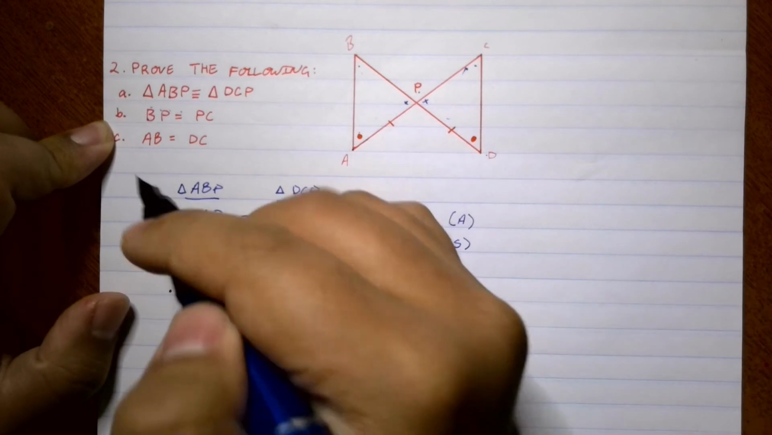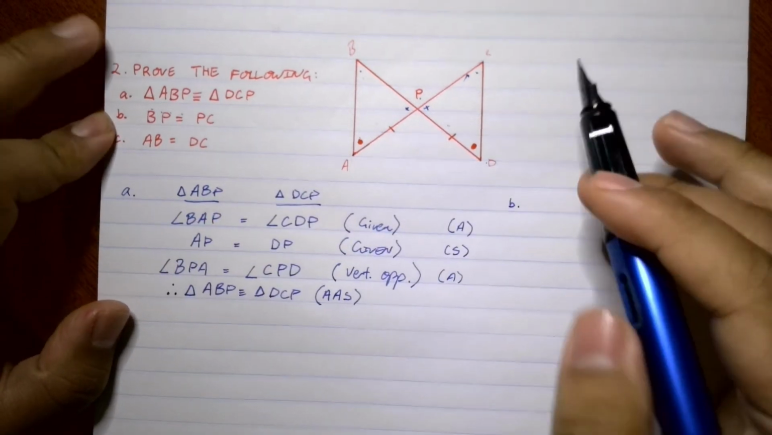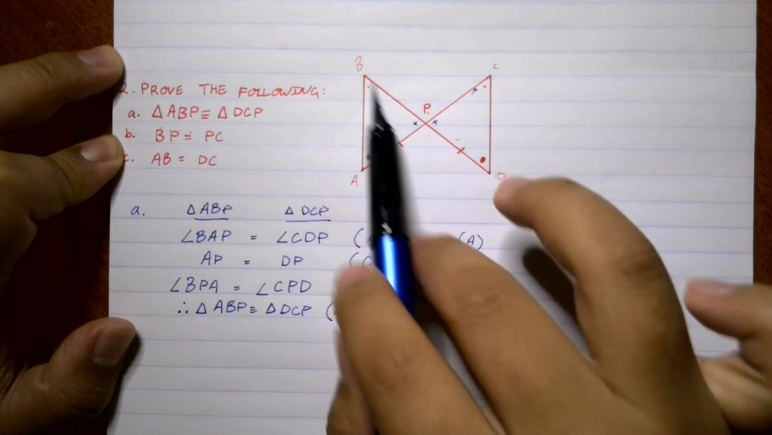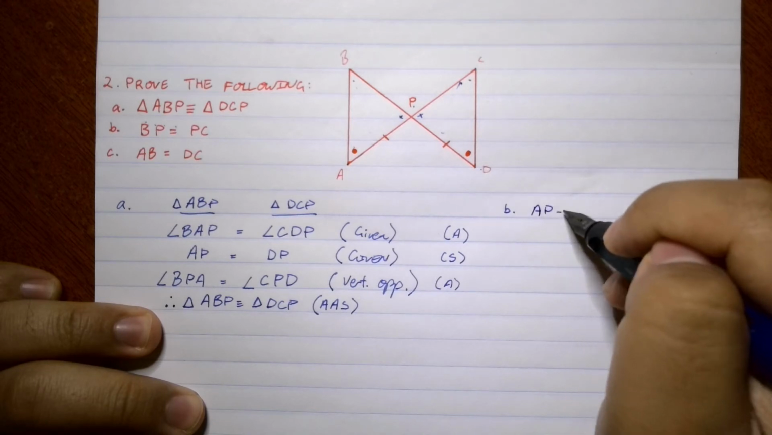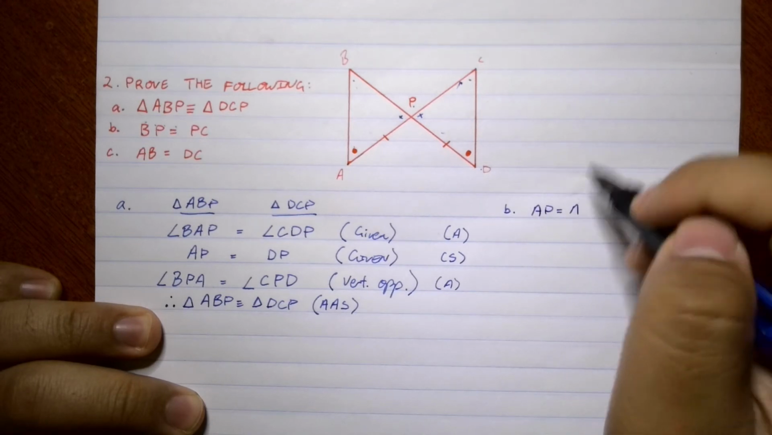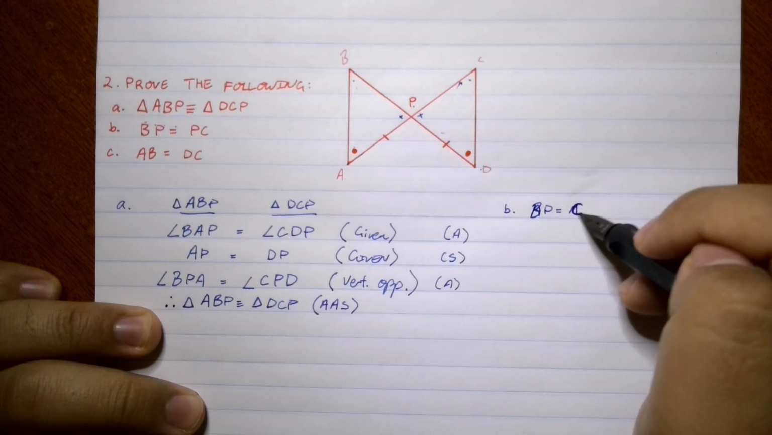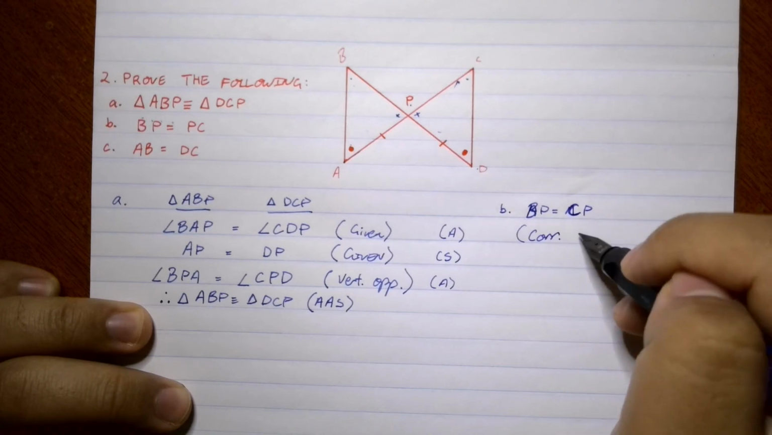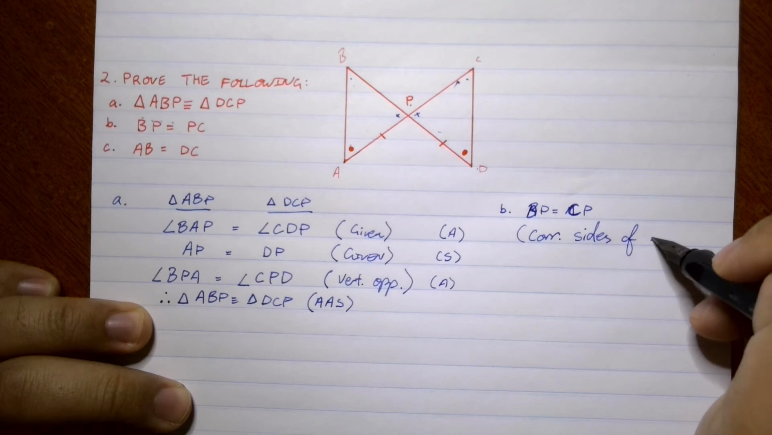Now, because we know that these are congruent, we can easily solve these two questions. So that is part A. Part B, well, that's very simple. BP is equal to PC. Those two, that's easy. We can make that statement very clearly. BP is equal to CP because they are corresponding sides of congruent triangles.